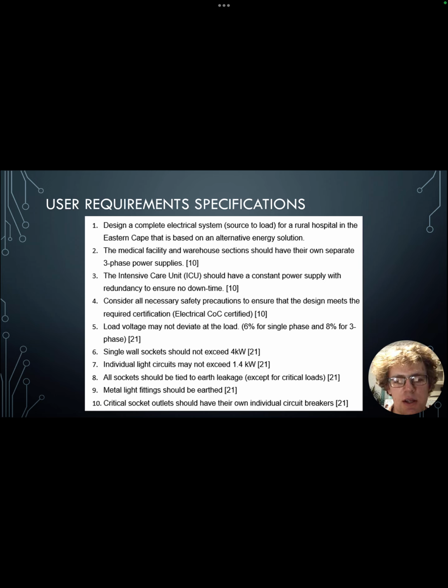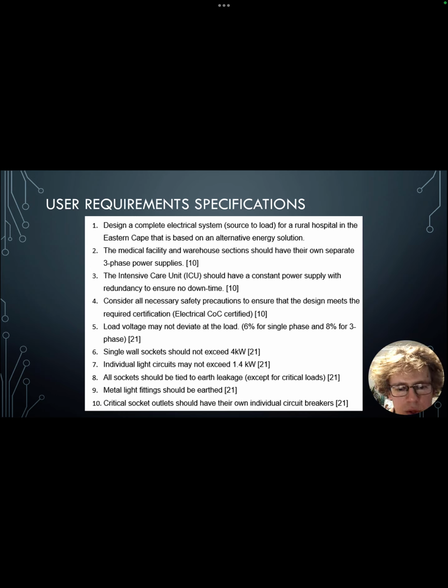Load voltage may not deviate at the load, 6% for single phase and 8% for three phase. So basically we do not want a massive surge or deviation in power. The project needs to provide stable power from source to load. Single wall sockets should not exceed 4 kilowatts, so we do not want to overload one breaker. We do not want to dedicate one single breaker to too many sockets that can be used and then cause unnecessary problems like heating and maybe even a fire risk due to overcurrent.